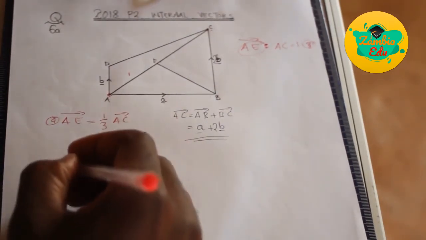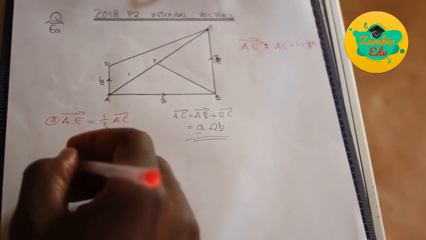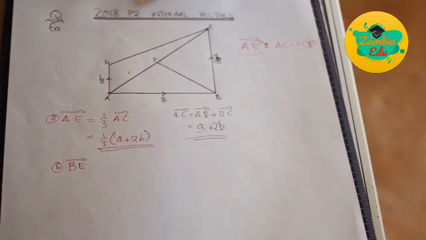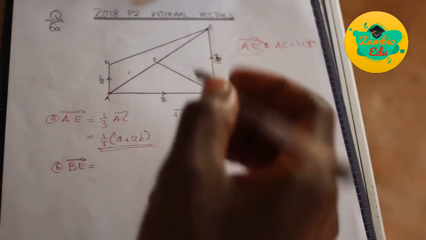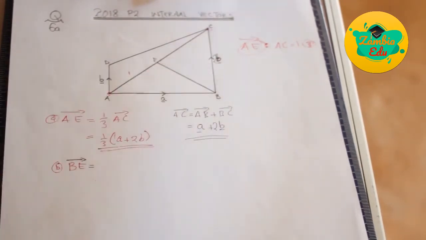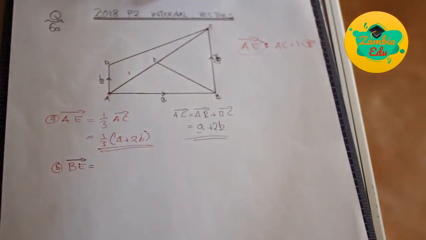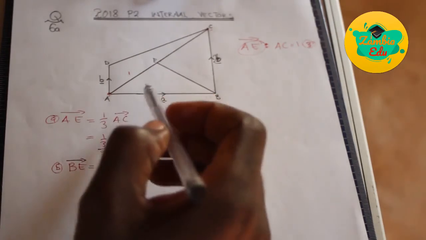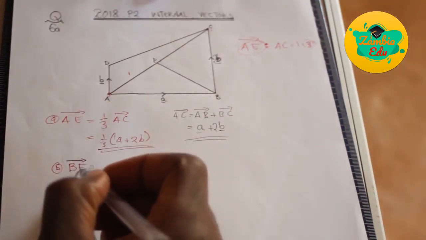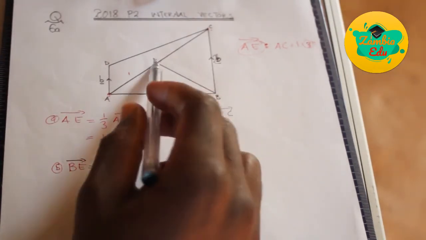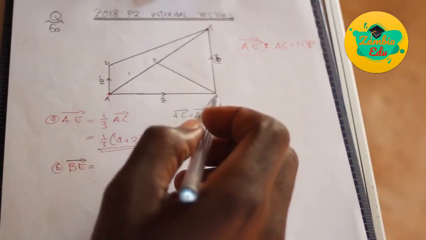We've been asked to find vector BE. Let me change the color of the pen. Find vector BE. Where is BE? B to E. It's there. What formula do we use for us to be able to find BE? We can say we're starting from B and ending at E. So BE is there starting from B and ending at E.